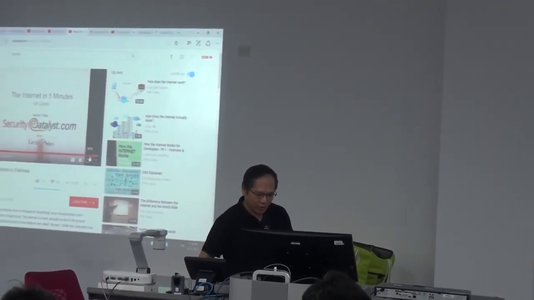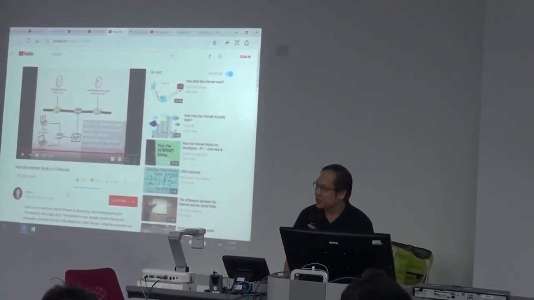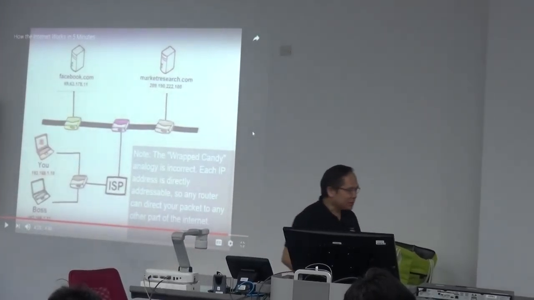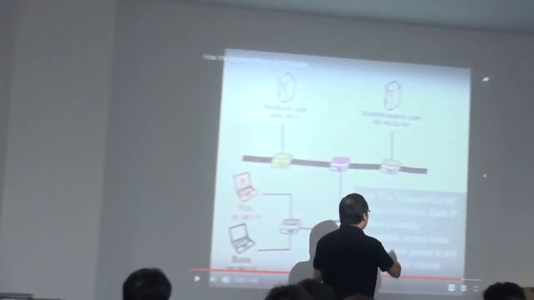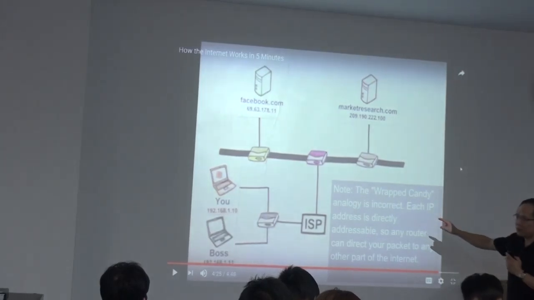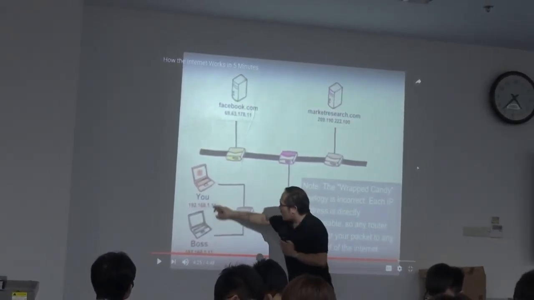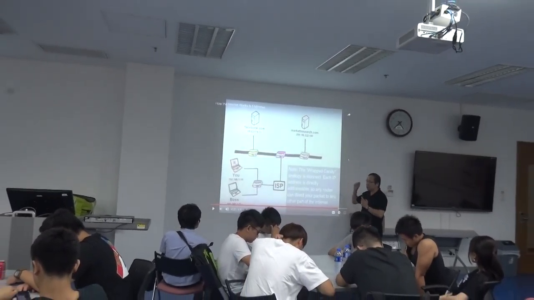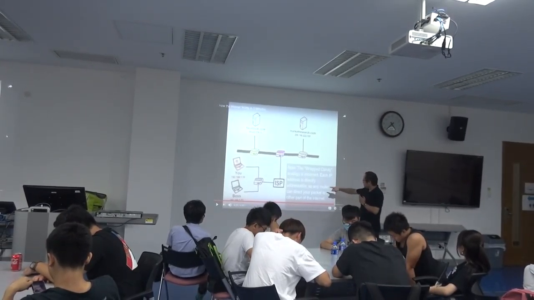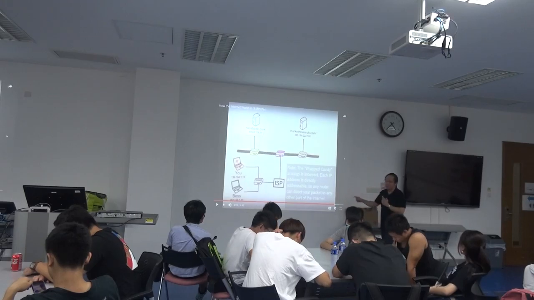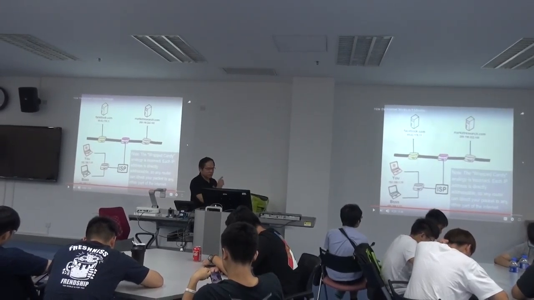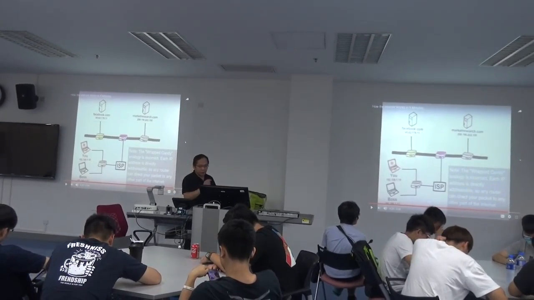Do you observe that somewhere here, when he tried to explain something using the idea of rubber candy? Okay, rubber candy here. There is a small box here which says the candy analogy is incorrect, because each IP address here is directly addressable and could be used alone to send a packet directly to its destination. So any router can direct your packet to any other part of the internet. At the very beginning, they used the router concept as if the address were carried in the very first layer, and that's not correct. So there are annotations to make it correct, an erratum we call it.